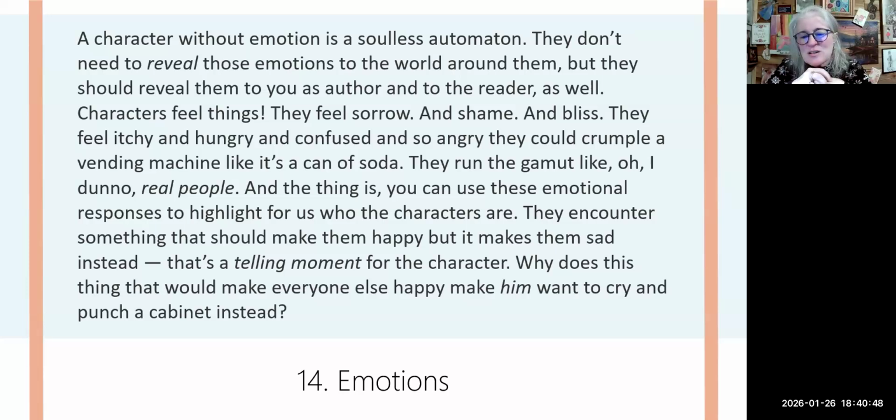And the thing is, you can use these emotional responses to highlight for us who the characters are. They encounter something that should make them happy, but it makes them sad instead. That's a telling moment for the character. Why does this thing that would make everyone else happy make him want to cry and punch a cabinet instead? Characters need to feel things.